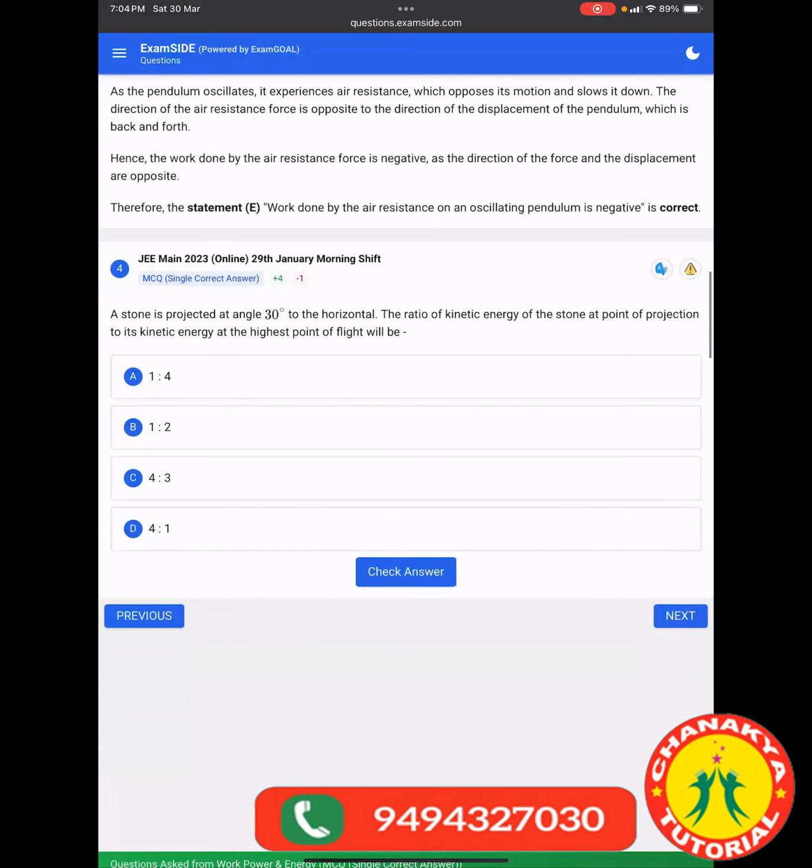Okay. So a stone is projected at an angle of 30 degrees to the horizontal. The ratio of kinetic energy of the stone at the point of projection to its kinetic energy at the highest point of flight will be.